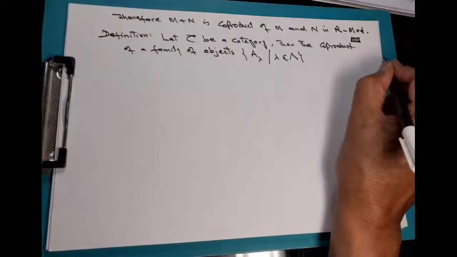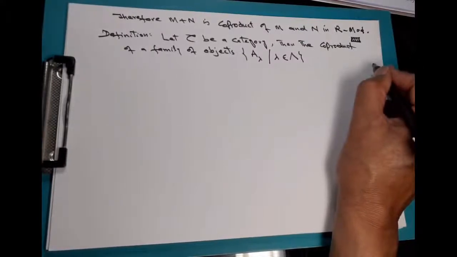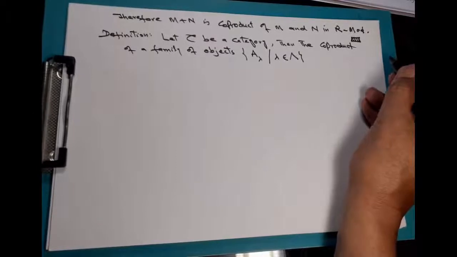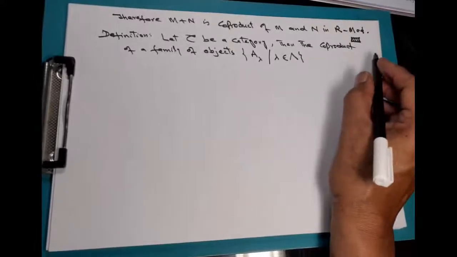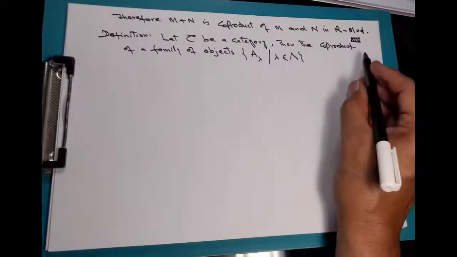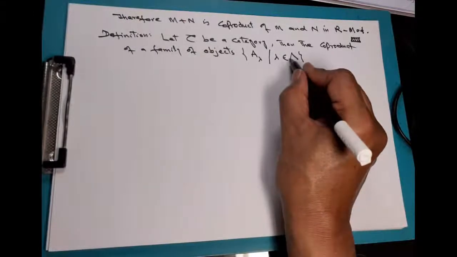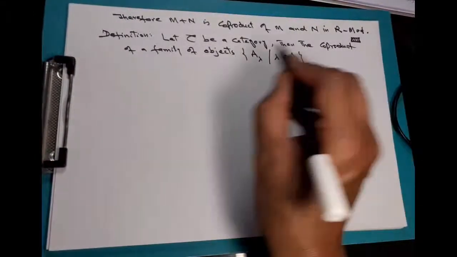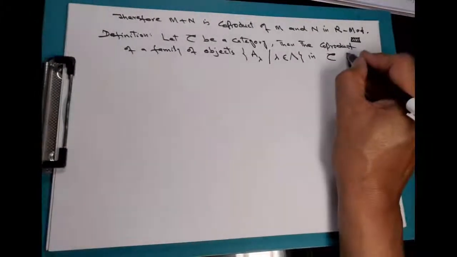In fact, we are using lambda as the indexing set, because if we use I, then we have used I for injection as well, so things will get mixed up. So I have decided to use lambda as the indexing set. It does not make any difference. So then the co-product of a family of objects A lambda, such that lambda belongs to Lambda, where Lambda is the indexing set, and these are elements of this indexing set, in the category C is an object.